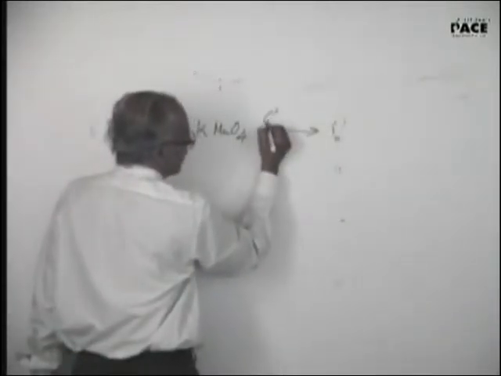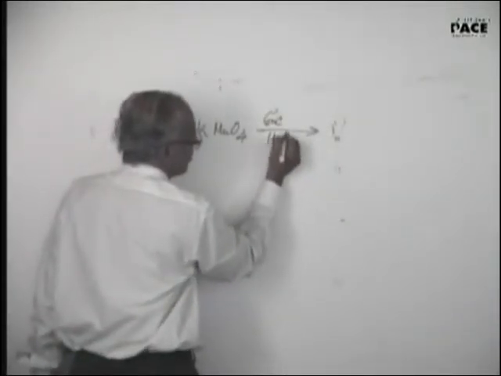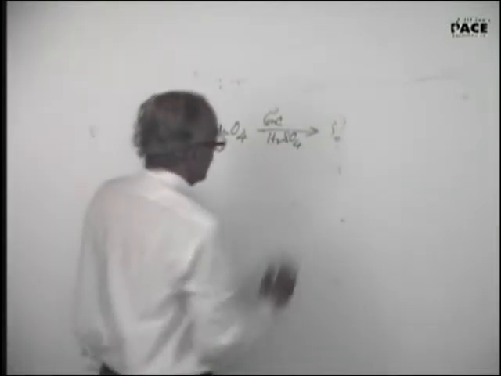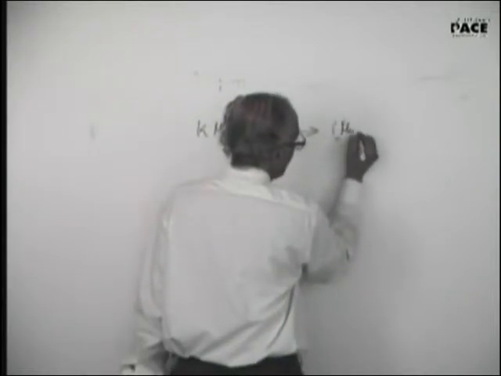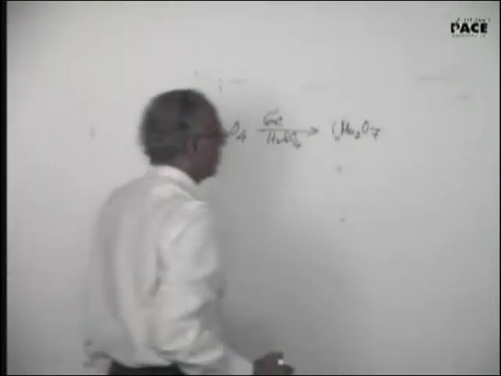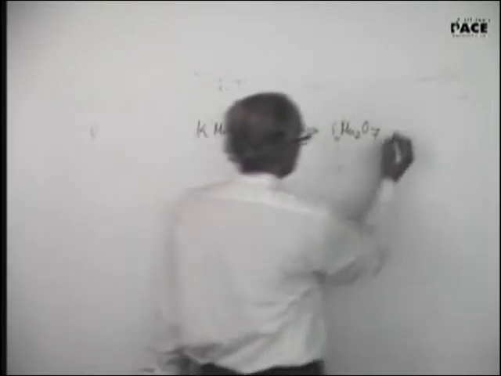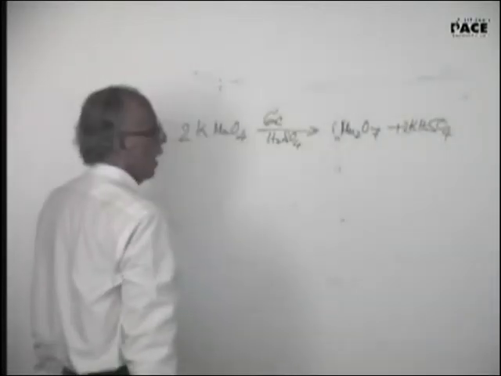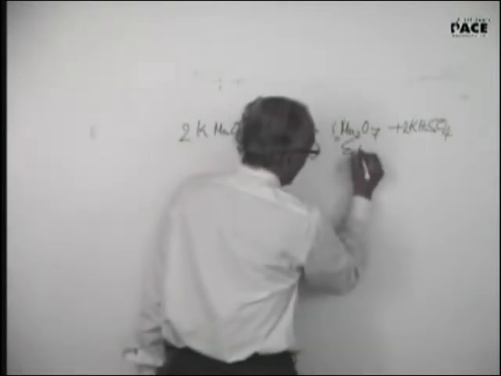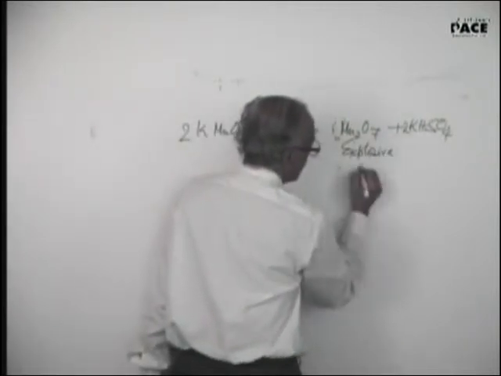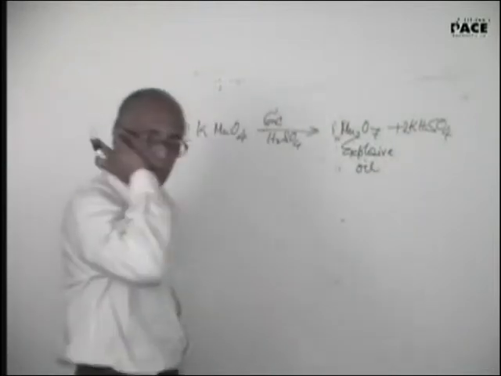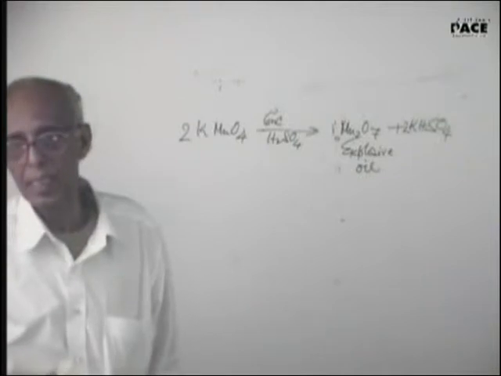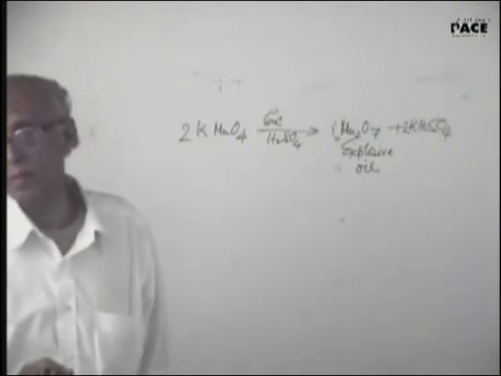In presence of concentrated sulfuric acid, it will give Mn2O7 and potassium hydrogen sulfate. And this is an explosive oil. Dimanganese heptoxide is an explosive oil.